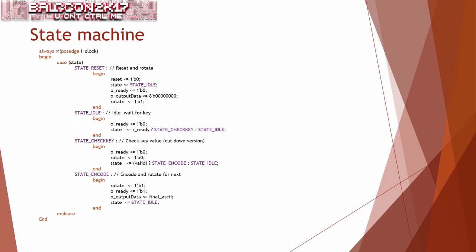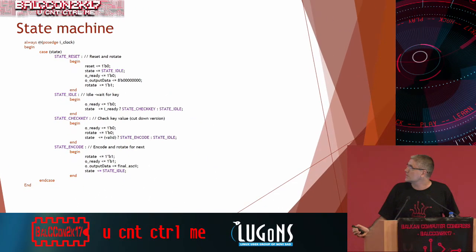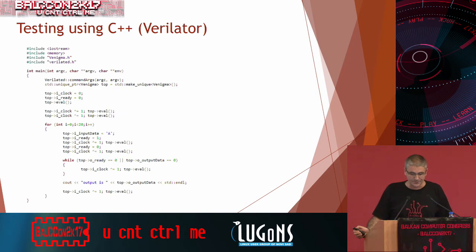So you do the state machine, and depending on the value, you change the state, set some values, and then check some variable, which is an input in this case, and change state depending on that. So if it's valid, we go to encode. If it's not valid, we go back to idle and check again, and so on. When encode is done, we go back to idle, and that's how it works.